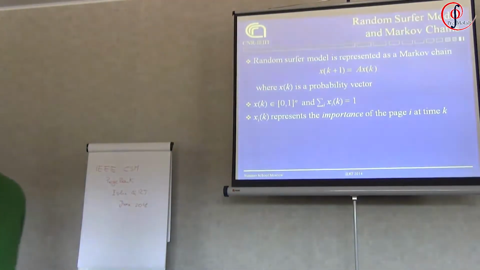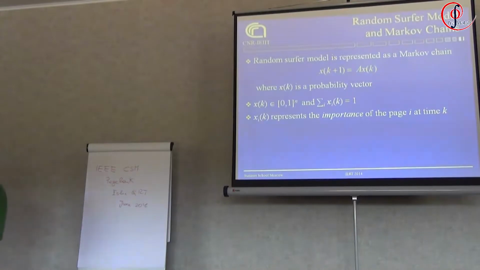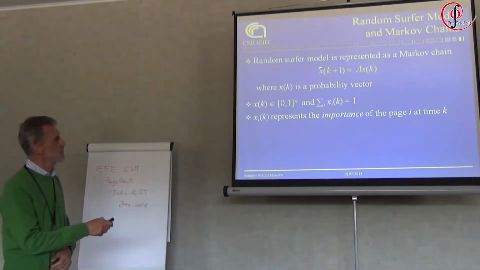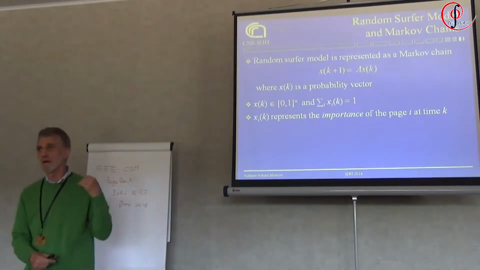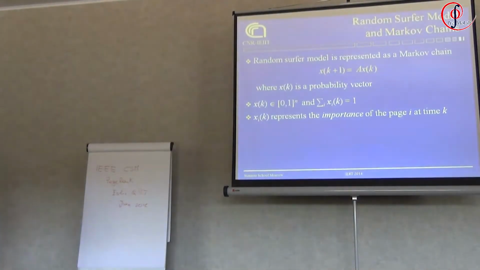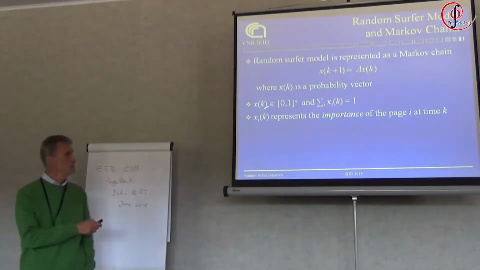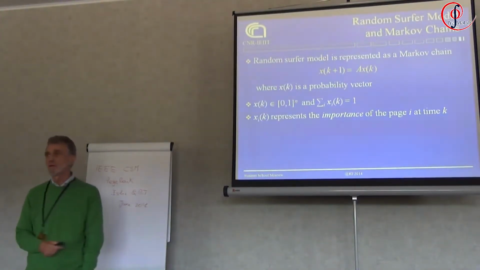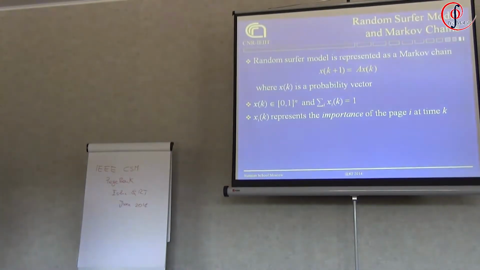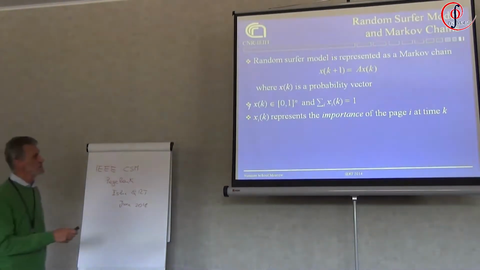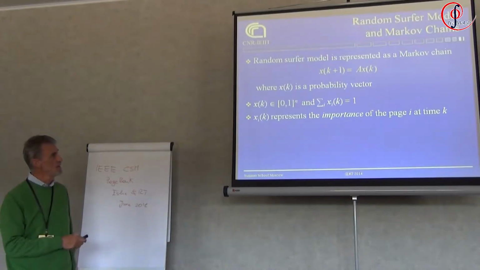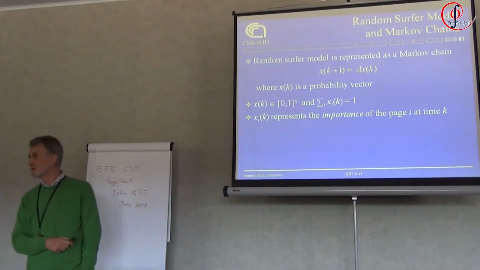Okay, we can immediately represent this random walk, this random surfer, using a Markov chain. Using a Markov chain, we simply represent x_{k+1} equal to A x_k, where A is the hyperlink matrix that we now know how to build. What is x? x is a vector with n components, where n is the number of websites. Each element x_i is in the interval [0, 1], and x is a probability vector.